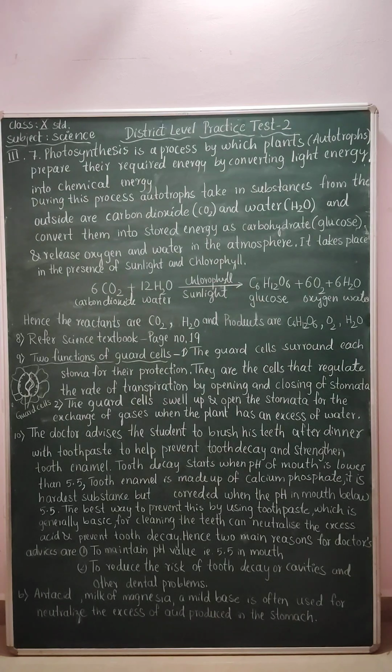The doctor advises the student to brush his teeth after dinner with toothpaste to help prevent tooth decay and strengthen the tooth enamel. Tooth decay starts when pH of mouth is lower than 5.5. Tooth enamel is made up of calcium phosphate. It is the hardest substance but is corroded when the pH in the mouth is below 5.5. The best way to prevent this is by using toothpaste, which is generally basic. Cleaning the teeth can neutralize the excess acid and prevent tooth decay.